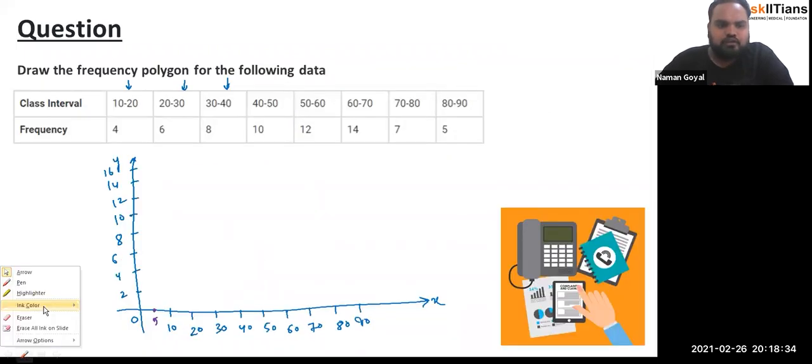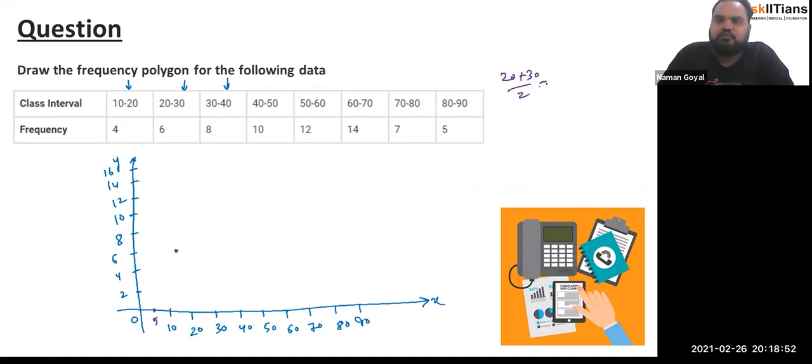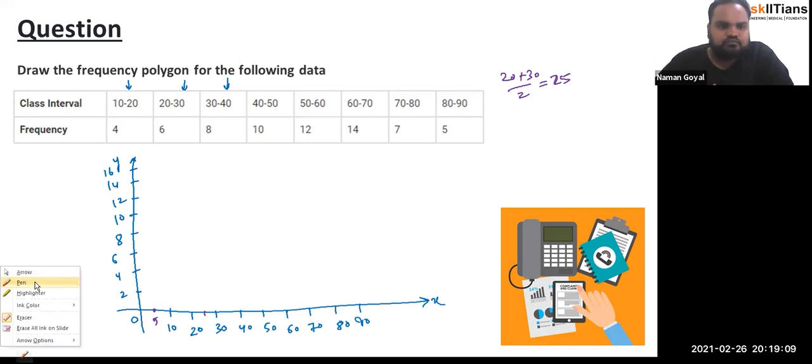Now the next is 20 to 30. The midpoint is 20 plus 30 divided by 2, which is 25, sorry, not 15. This is not 5, this is 4. Let me erase this. So we take this point, then for this point we take 6.